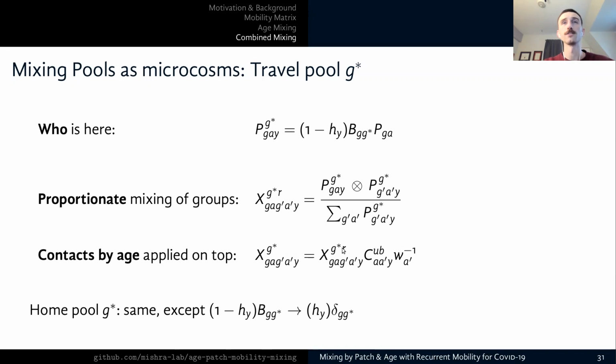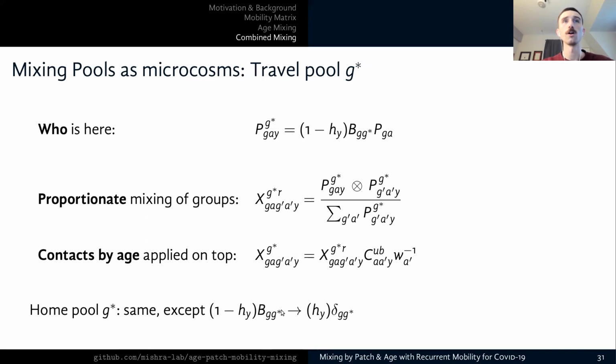But all of this is specific to only this patch. Only a sub-proportion of the total population from patch G traveled to G prime to form these contacts. So this represents an absolute number of contacts formed between these different age patch groups, but only those within this specific patch. And so we have to sum up the contributions of contacts from all the different travel pools to arrive at the total number of contacts.